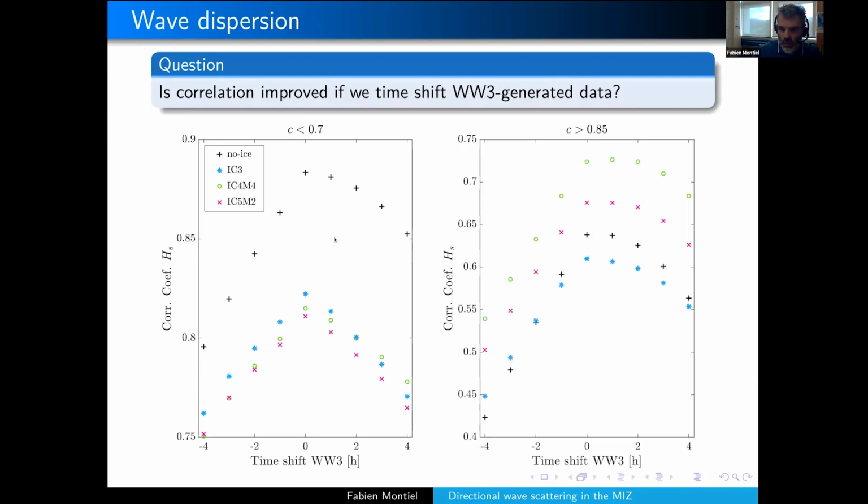But if you look at higher concentrations, so larger than 85%, then you can see that these curves are not as clearly peaked at t equals 0, and it can be argued in some cases t equals 1, so that's the 1 hour, that there could be a peak there. So it's possible that further into the ice, WAVEWATCH 3 is making the wave travel too slow compared to what we observed.